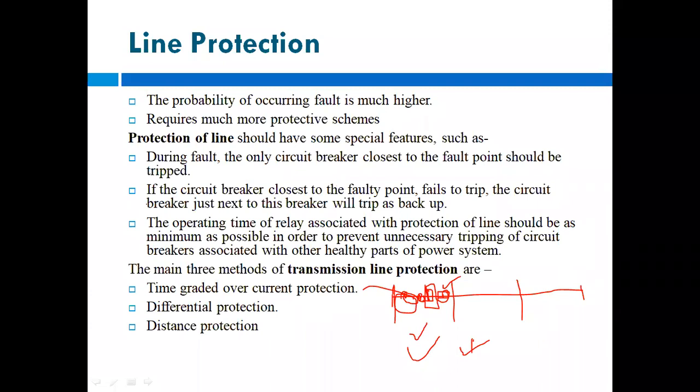And there are three methods of transmission line protection. The first is the time graded overcurrent protection, which we have already seen. In that, there are again three types: radial protection, parallel protection, and ring main protection. So we have seen three types in the time graded overcurrent protection.